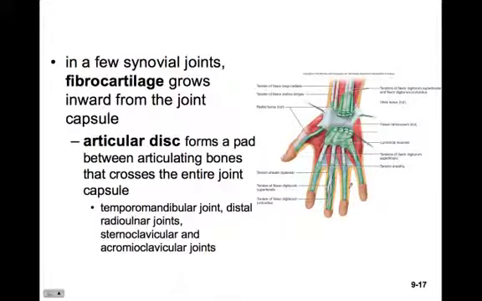In a few of the synovial joints, we'll see that the fibrocartilage grows inward from the joint capsule and forms a pad between the articulating bones. In the temporomandibular joint and the distal radio-ulnar joints, the sternoclavicular and acromioclavicular joints, we'll see an articular disc. This is a pad that crosses the entire joint between the articulating ends of the bones within the joint capsule.